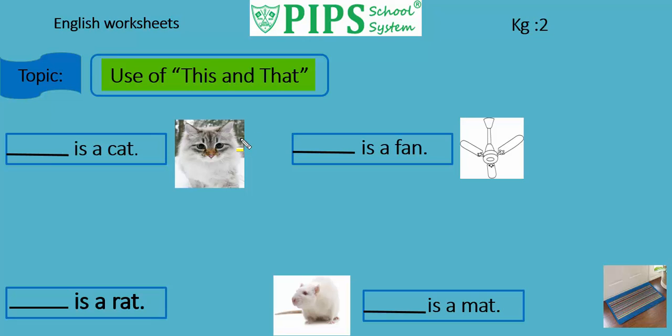Okay students, first of all take your pencil and complete this task with me. Okay, let's start. The first picture is a cat, and the cat is near to me. So I will write here this. This is a cat. Read with me. This is a cat.